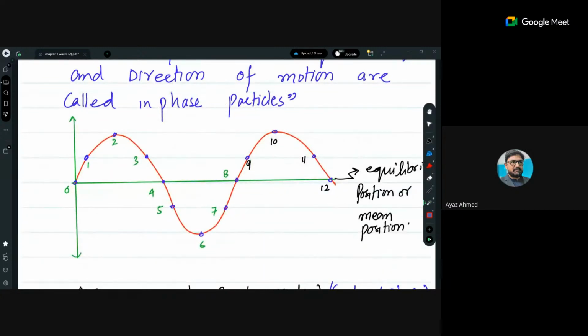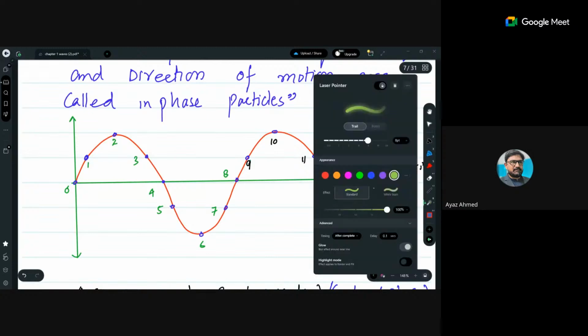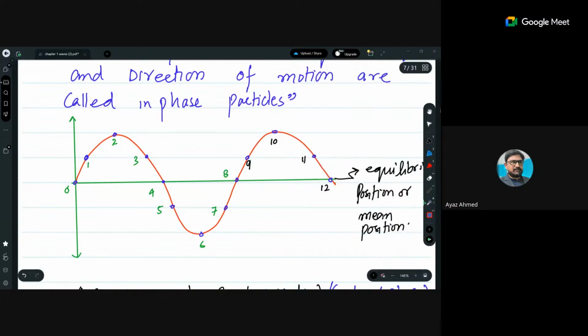So here I have mentioned some of the particles. Let's say particle number 0, then particle number 1, 2, 3, 4, 5, 6, 7, 8, 9. There are several particles on this. So if I say that particle number 0, particle number 4, particle number 8, particle number 12, they all are at the same position. Similarly, particle number 1, 3, 9, 11, they all are at the same position. But do they have the same direction of motion?